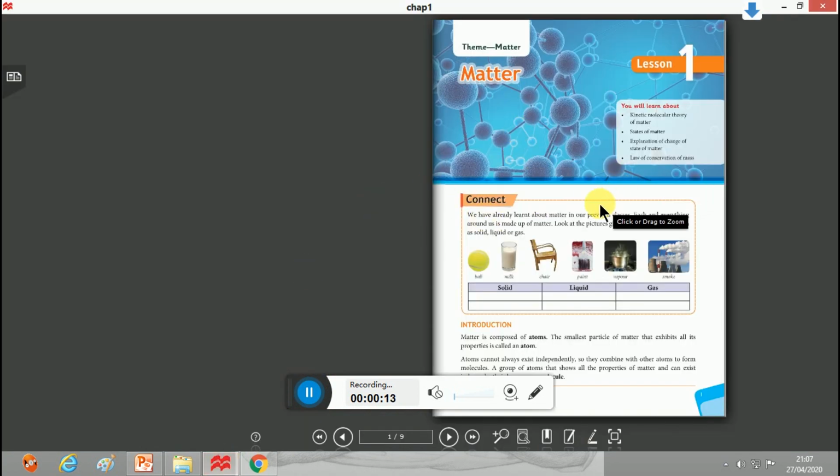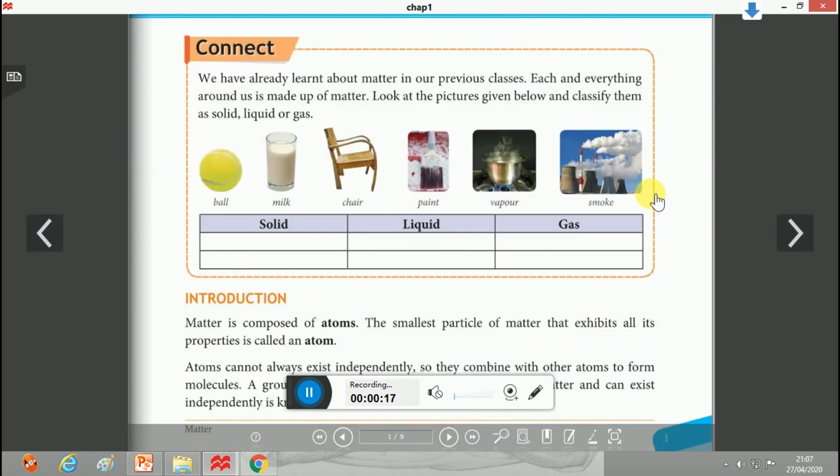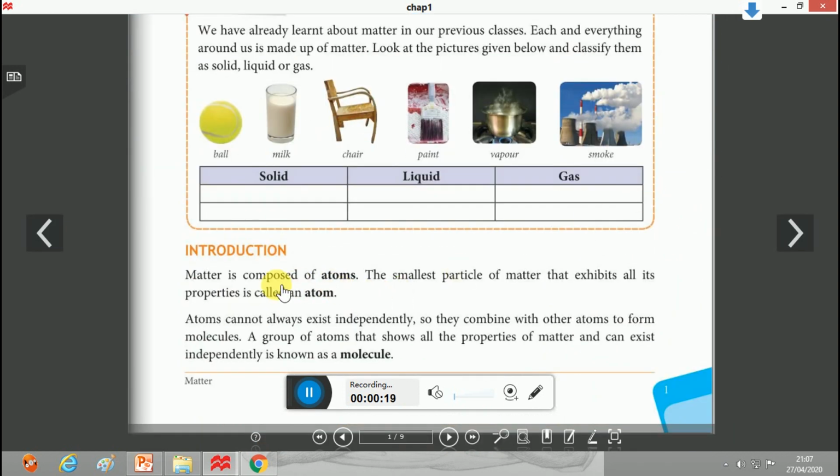So in the first video, we have discussed about the matter. The atom, the smallest particle of matter that exhibits all its properties, is called an atom. In the same video, we have also discussed about the molecule, and the molecule has independent existence, but atoms don't have any independent existence.